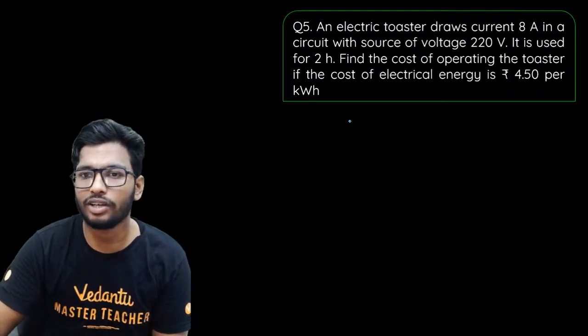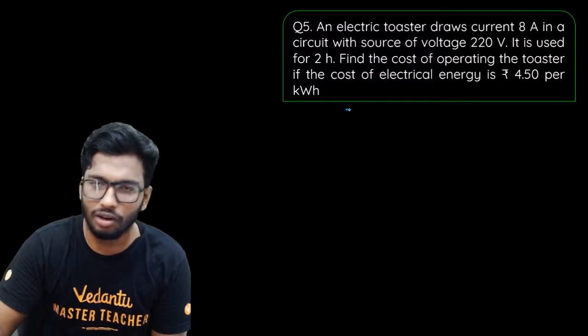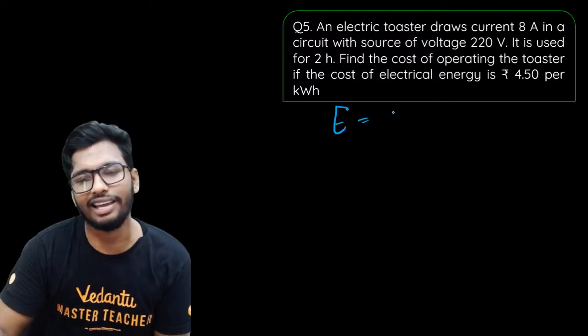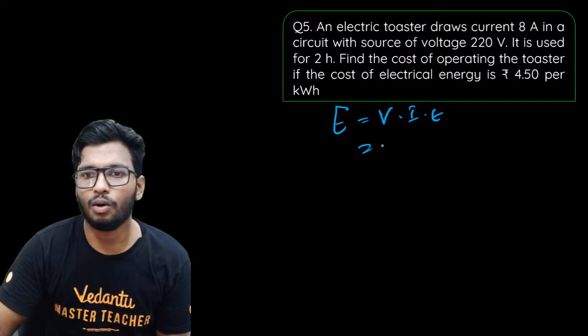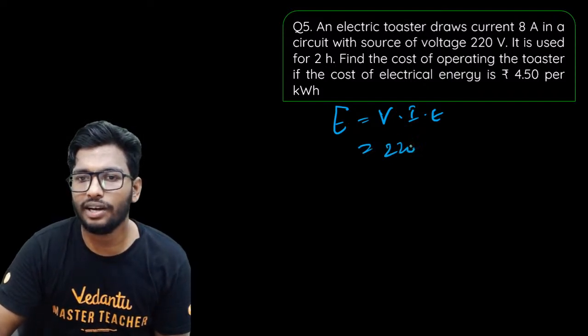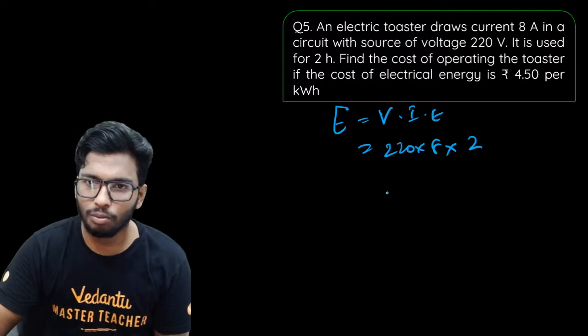First of all, guys, what is given? You're supposed to find out the cost, right? So if you want to find the cost, you have to calculate the energy consumed. And what is the formula for energy consumed? V into I into T. The voltage is 220, current is given as 8 amperes, and time is given as 2 hours. So multiply that with 2.